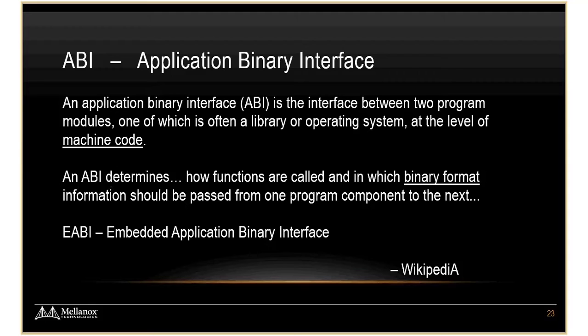ABI. An ABI is a document, the application binary interface. It's very similar to an API, but it's the interface between two program modules, one of which is usually an operating system, at the level of machine code. In short, the ABI defines things like what the different registers on the machine are going to be used for, and what the function calling conventions are. Calling conventions, not coding conventions. A calling convention is the sequence of calling functions, how that's done. So it's a very platform-dependent document.